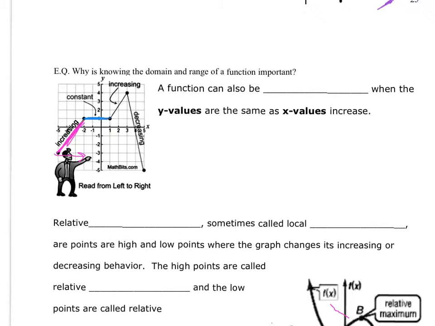Again, here, if I move from left to right, I'm increasing. And then finally, as I continue to move left to right, now I'm decreasing. So off on the right, a function can be constant, and we've already talked about constant functions, when the y values are the same as the x values increase. So that's this blue part right here. So as my x values increase, as I move from left to right, my y values are staying the same. So I'm constant.